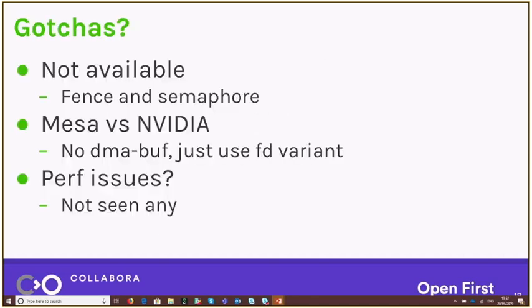So any gotchas? From what I found, the fence and semaphore might not be shareable on all drivers, so you can only really share buffers reliably, at least on the platforms that we care about. And NVIDIA doesn't have the DMA-buf one, it just has the opaque one, so just use the opaque one. I have looked into the Mesa drivers, Intel and AMD, and they do things a little bit differently depending on whether a buffer or image is shared or not. So there might be performance issues, especially with sub-render passes and early flushing, but I haven't seen an issue yet. So hopefully it should work as well.